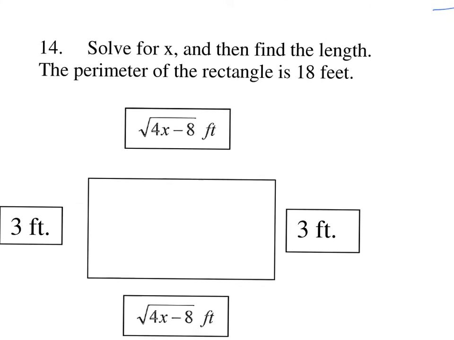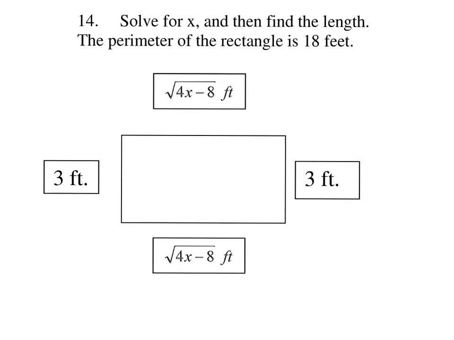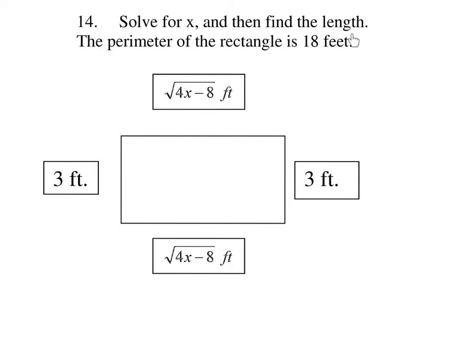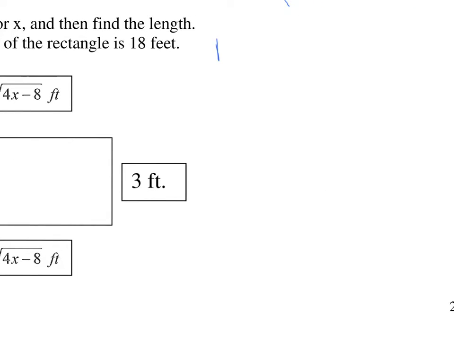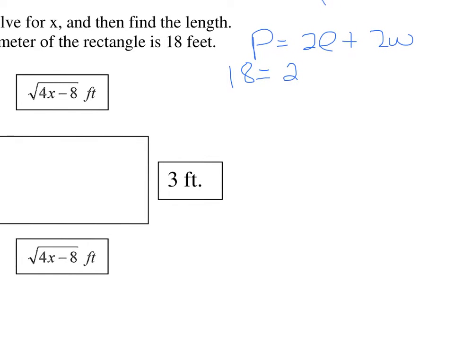All right, we have one application geometry problem here. Solve for x, then find the length. The perimeter of the rectangle is 18 feet. So in the lesson, we used the perimeter formula, so we're going to go ahead and do that again. The perimeter formula for a rectangle is 2 times length plus 2 times width. We know the perimeter of this rectangle is 18. We know the length is the square root of 4x minus 8 coming from here. So this will be 2 times the square root of 4x minus 8 plus 2 times the width, which is 3. So now we just need to simplify.